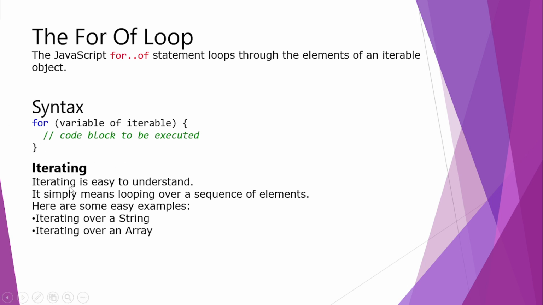Iterating. Iterating is easy to understand. It simply means looping over a sequence of elements. Iterating means looping over a sequence, nothing more than that. Here are some easy examples: iterating over a string and iterating over an array.